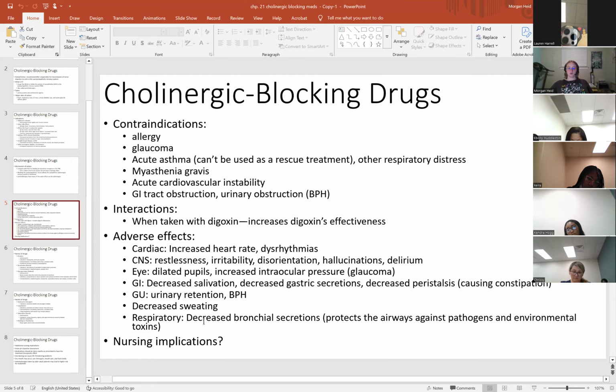And then for my respiratory tract, it's going to decrease respiratory secretions, which again isn't always a bad thing, but certain things could be in those respiratory secretions that could protect us. All right, so that one is a little weird, but it could hurt us if there's good things in those respiratory secretions. Okay, questions here?